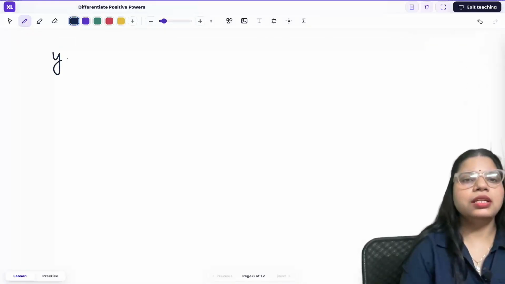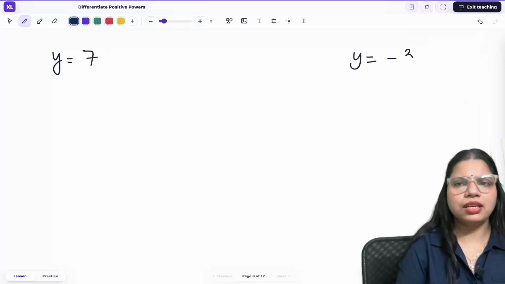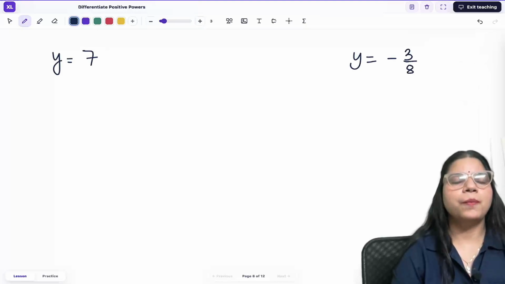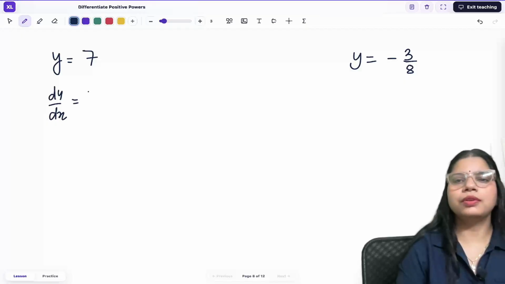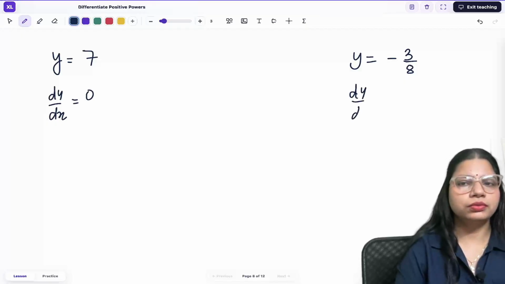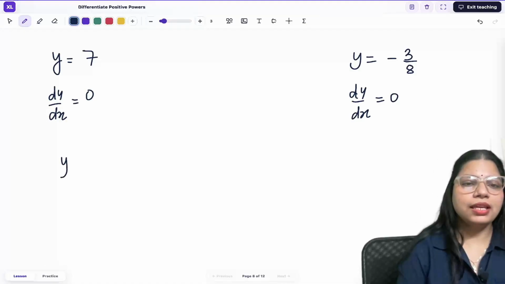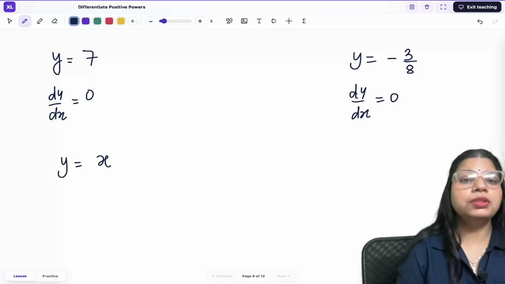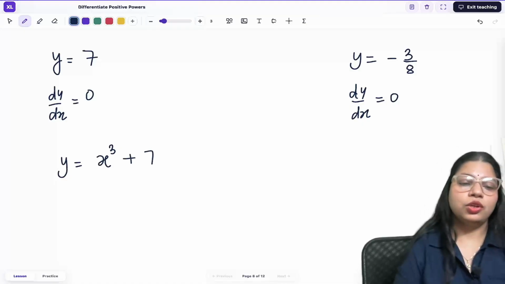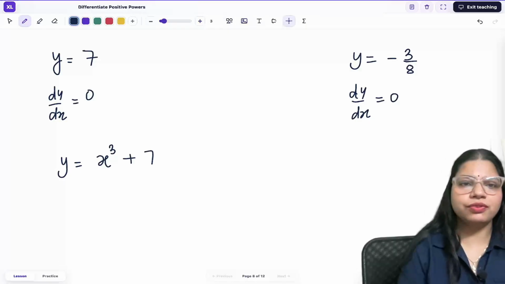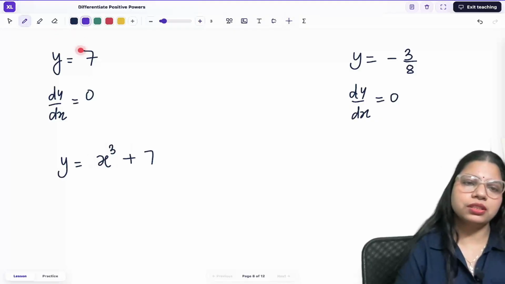Just 2 questions quickly. So y equals 7 and y equals minus 3a. Yeah, so dy by dx will be, it's just the constant, so 0, and that is also 0. Make sense? If I say y equals x cubed plus 7, how about that one? You have 2 terms over here, no? That's the first term and 7 is the second term. How will we do these types of questions?